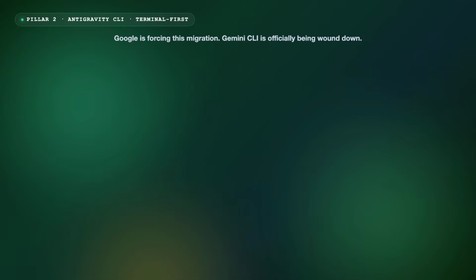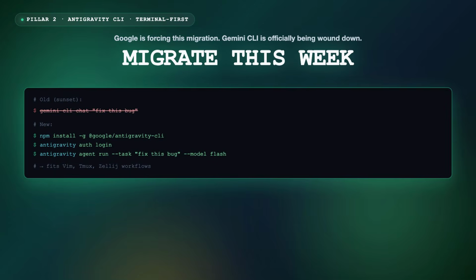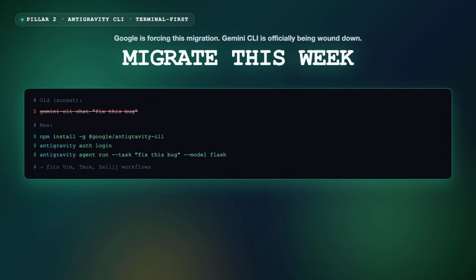Pillar 2, the Antigravity CLI. This one matters because Google is forcing the migration. Gemini CLI is officially being wound down. Every existing user is being asked to switch. The new CLI lets you spawn agents from your terminal without opening the desktop app, which means it fits cleanly into existing terminal-heavy workflows. Vim, Tmux, Zellij, whatever you run.